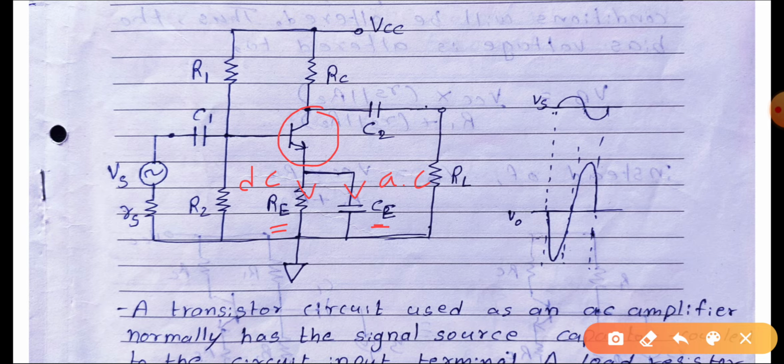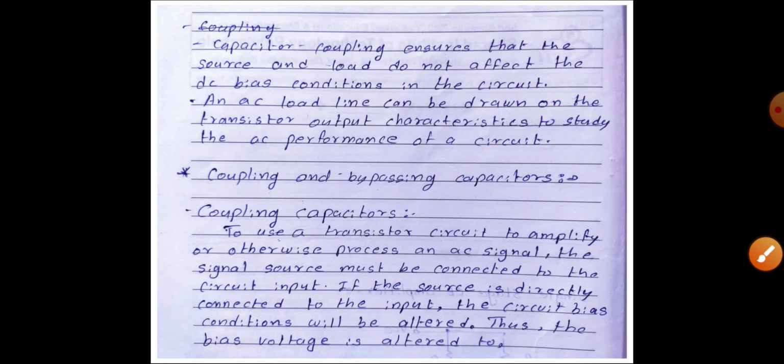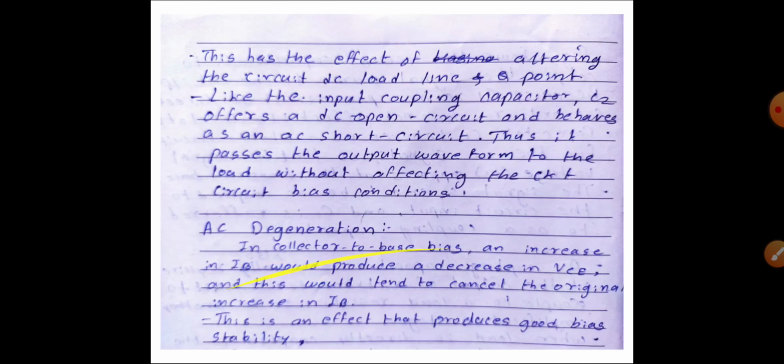So that's all for now. In the next video, we'll see the input output waveforms for the single stage common emitter amplifier. I hope you all understand the concept of the common emitter amplifier, which is single stage.